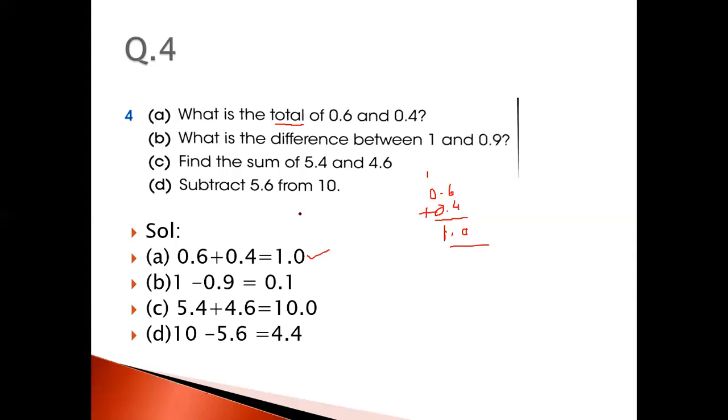This is our required answer. And the second part of the question is asking what is the difference between 1 and 0.9. So what to do? We are going to find out the difference. Difference means we are going to subtract the numbers.